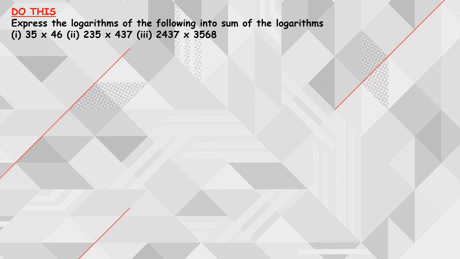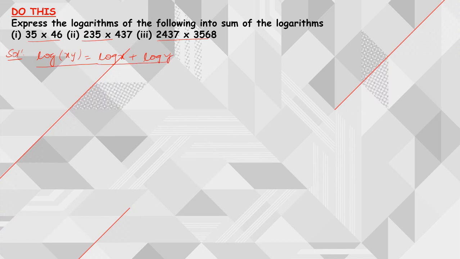Next, express the logarithms of the following as the sum of the logarithms. I already told you that these logarithms are very useful to simplify problems. Here we are going to make use of the first law of logarithms, that is log of x into y is equal to log x plus log y.